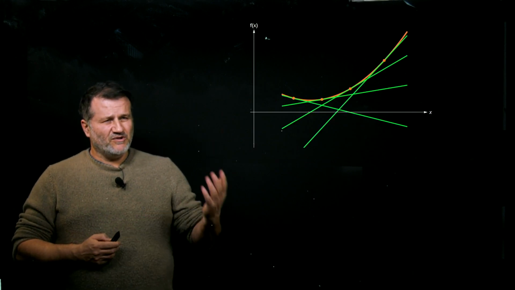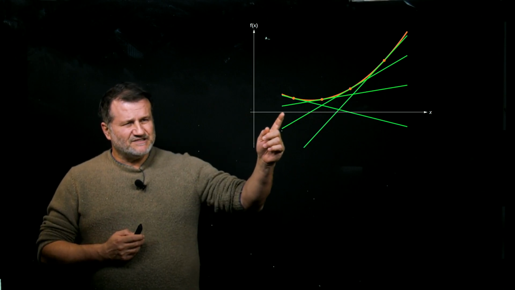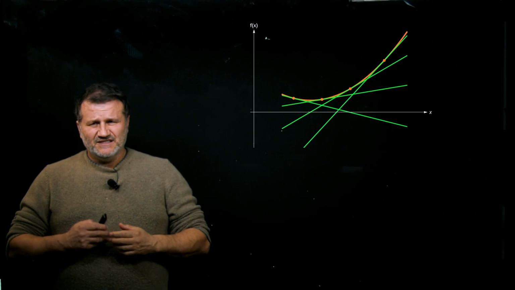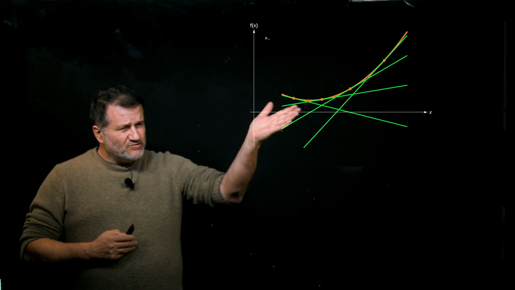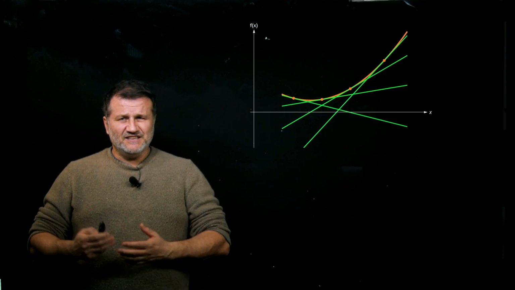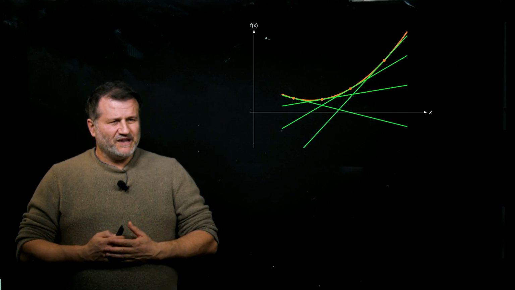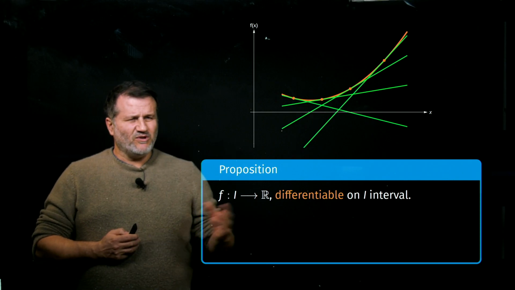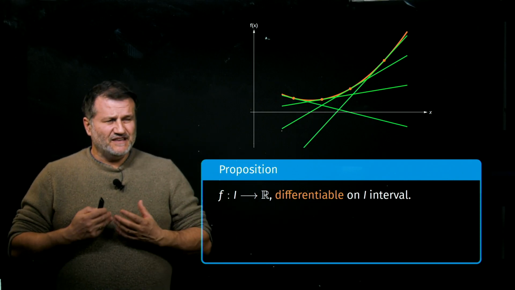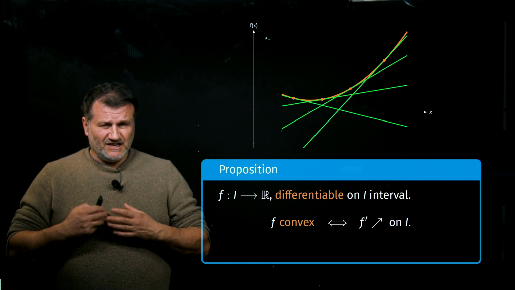Another intuitive observation is the following. Suppose that the function f is convex and differentiable on some interval I. We may notice that as we move the variable x from left to right, the tangent line tends to rotate counterclockwise. Geometrically, this means that the slope of the tangent increases. So we have the following result. If f is differentiable on the interval I, f is convex if and only if the derivative of f is increasing on I.